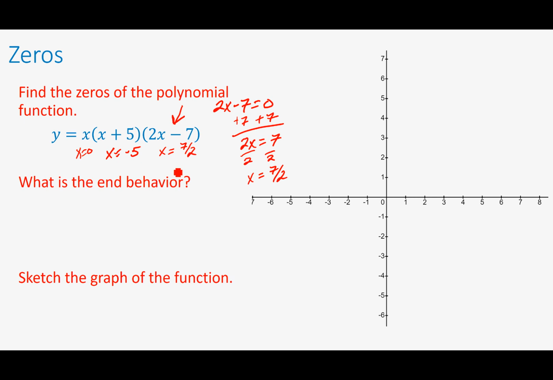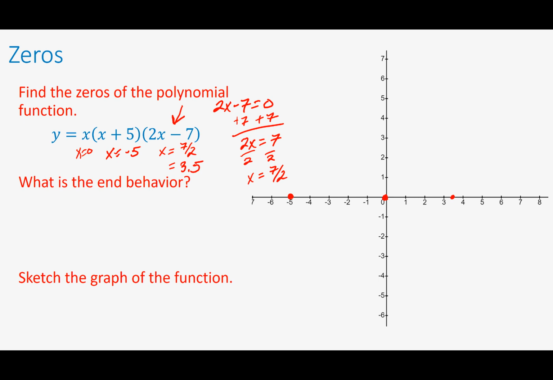What is 7/2 as a decimal? Ari, come on. What's 7/2 as a decimal? 7 divided by 2. 3.5. Okay, so I only actually do it as a decimal because it's a little bit easier to graph as a decimal. So 3.5, 0, and also here at -5. So I know these three are my zeros. It is going to cross the x-axis at all three of these locations.